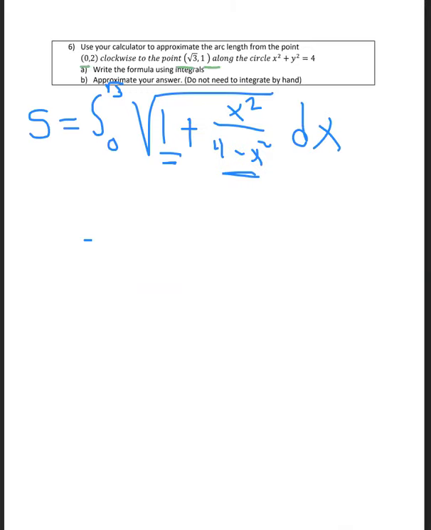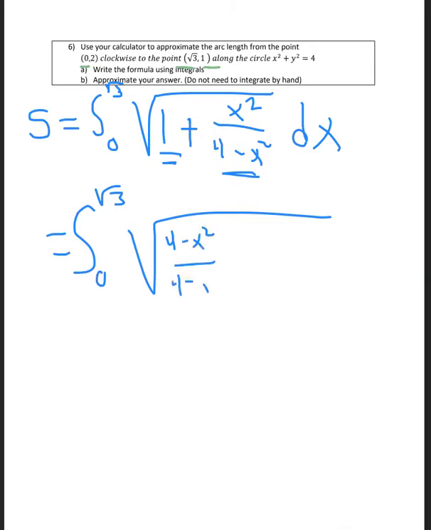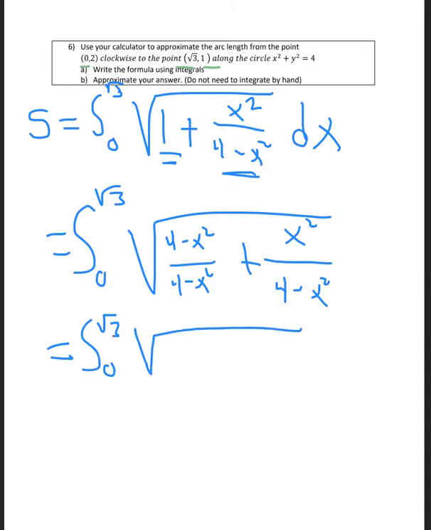So, 0 to radical 3. In order to get rid of the 1, in order to combine these two numbers, they have to have the same denominator. So I'm just going to write this as 4 minus x squared over 4 minus x squared. You guys know that's 1 plus x squared over 4 minus x squared. At this point, you just combine the numerators and you leave the denominator. So 4 minus x squared stays. When you combine these, you just have a 4 on the top.